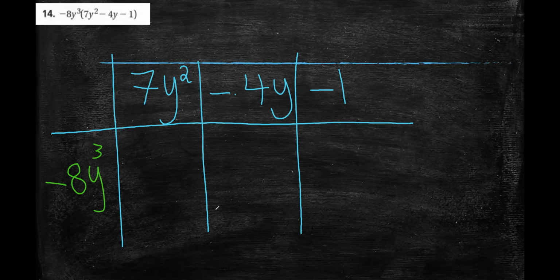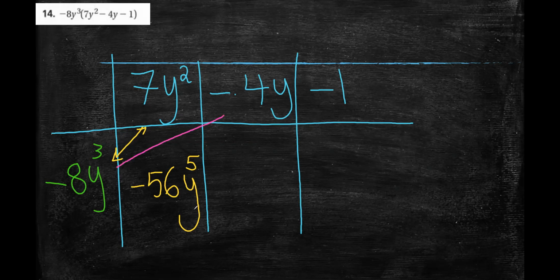Then I will multiply negative 8y cubed with 7y squared. 7 multiplied by negative 8 is negative 56, then y to the power of 5.